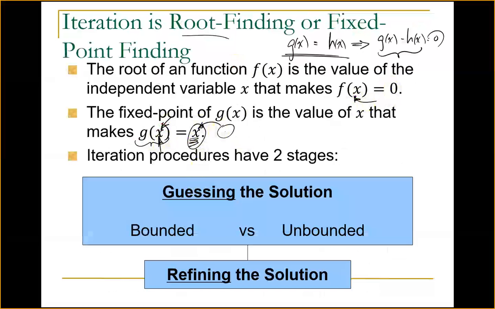Now, whenever you guess, you can guess in two ways. You can have a bounded guess. That means you know your answer is in a range, or you can guess a point and say, I'm going to guess this is the value. So you have two ways to do your guess. You say, my answer is somewhere in a region. That's one way of guessing. Or you say, I'm not sure, but I'm going to say this is my answer. It's an actual point. Okay?